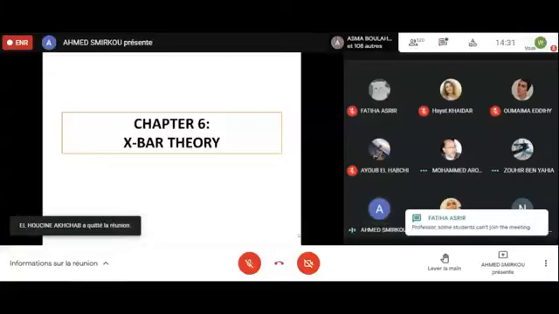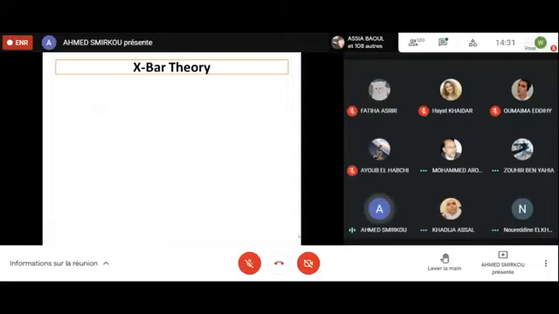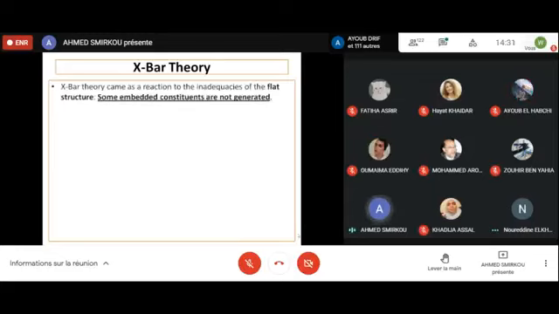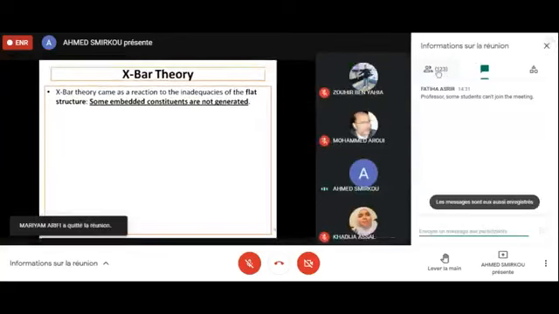Theory. Okay. So in C, why is it called X bar? Okay, X bar. So X bar theory came as a reaction to the inadequacies of the flat structure.